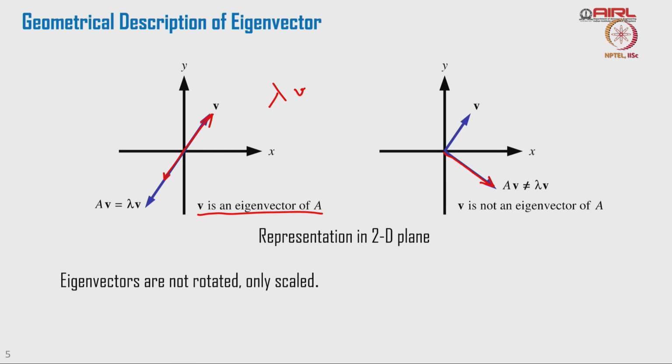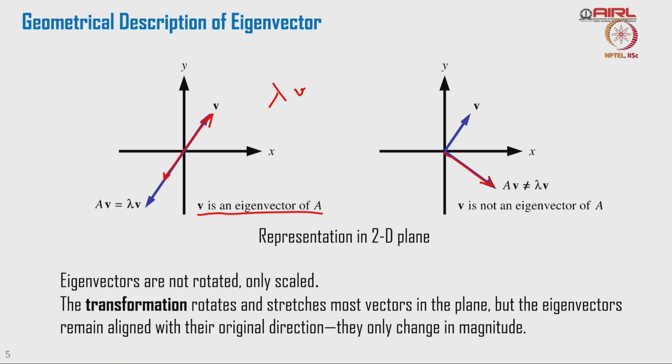Notice that the eigenvectors are not rotated, they are only scaled either in the same direction or in the exact opposite direction, and the only change is in magnitude.